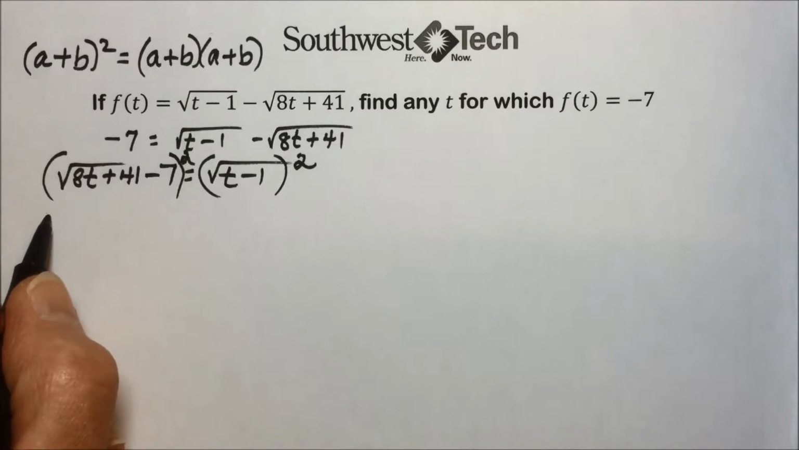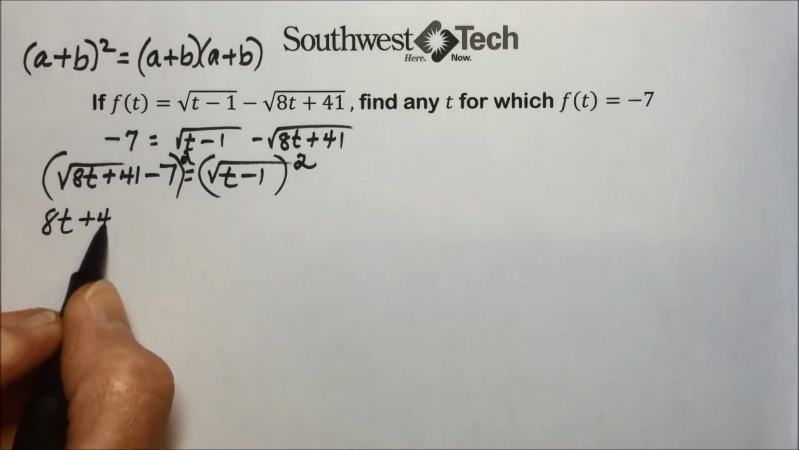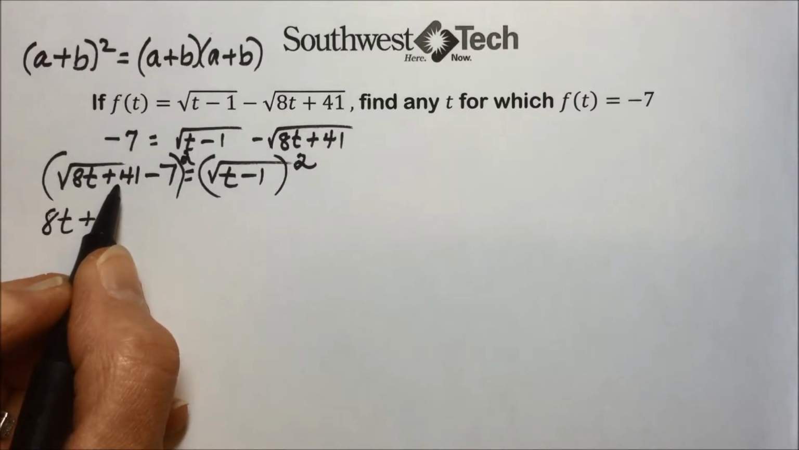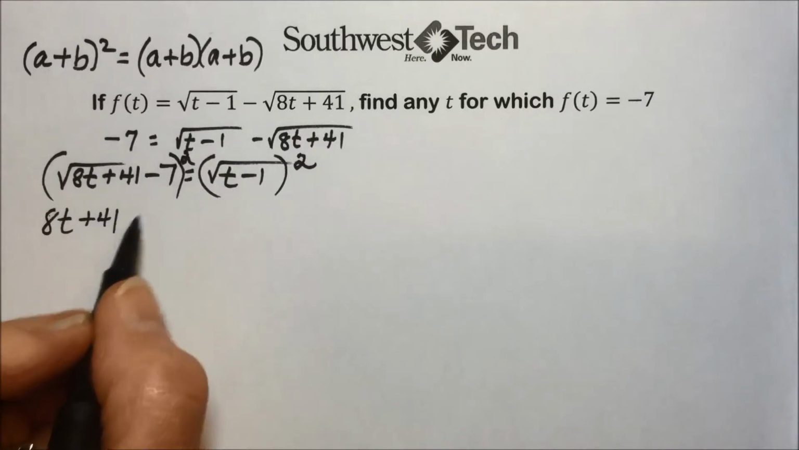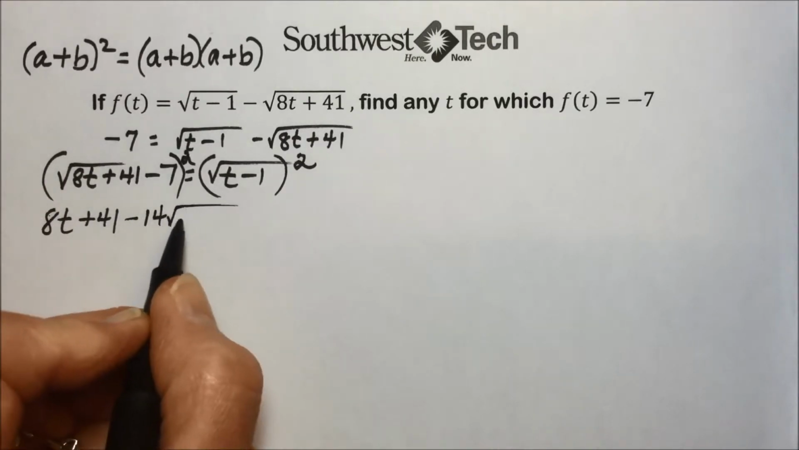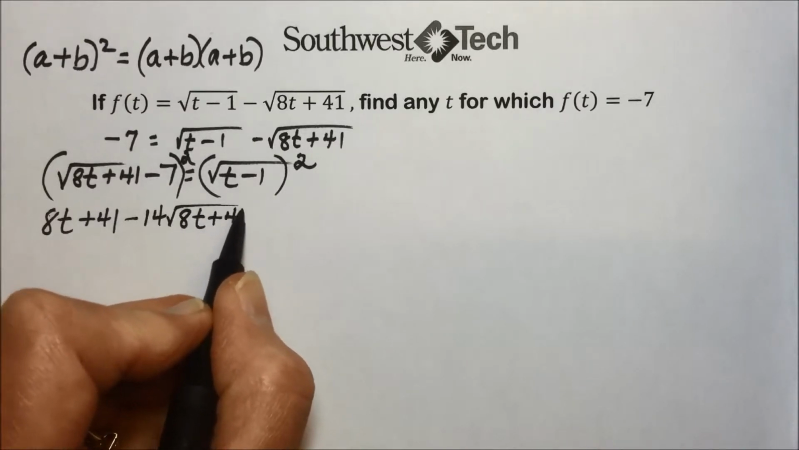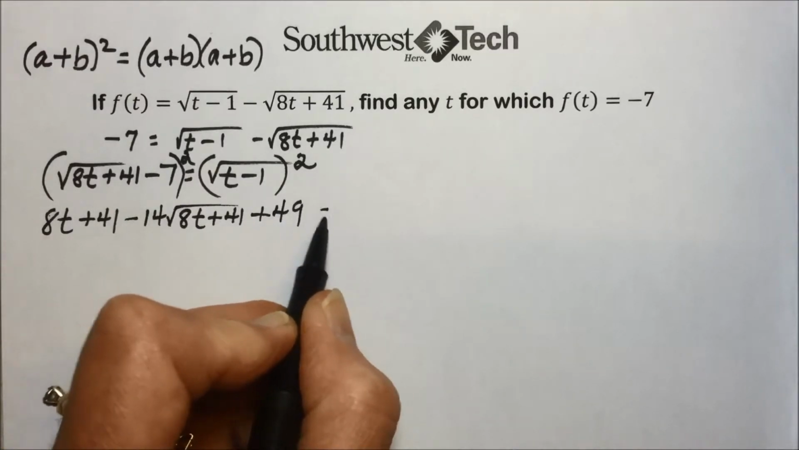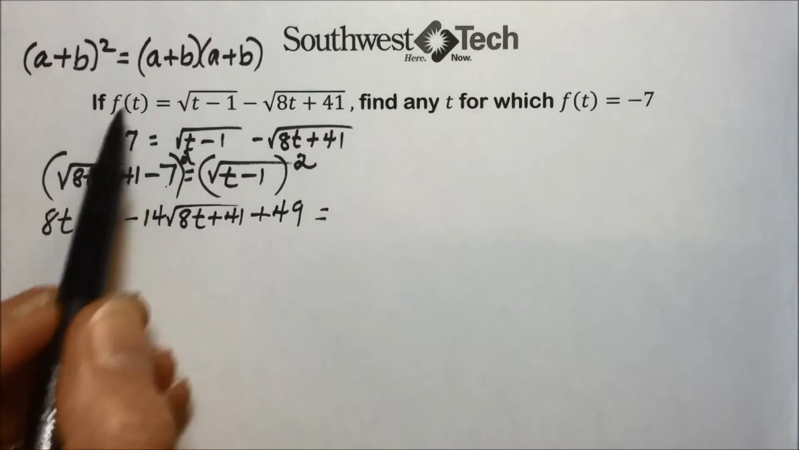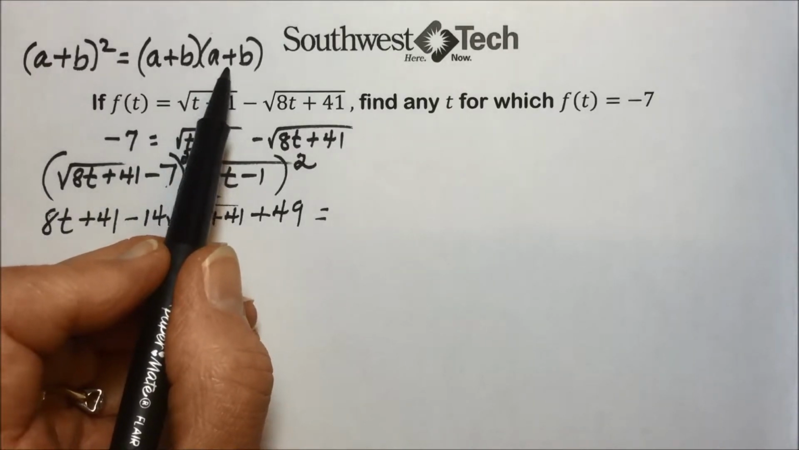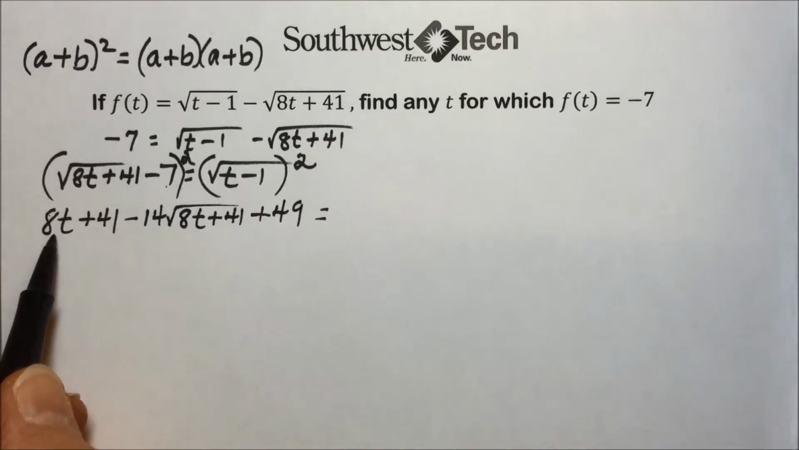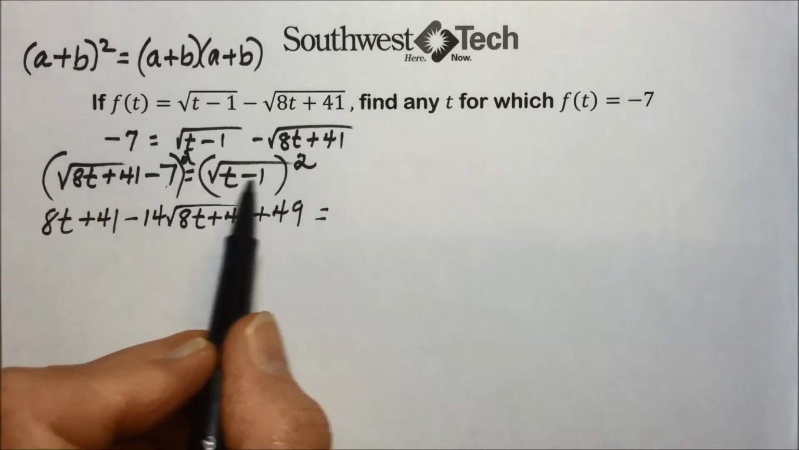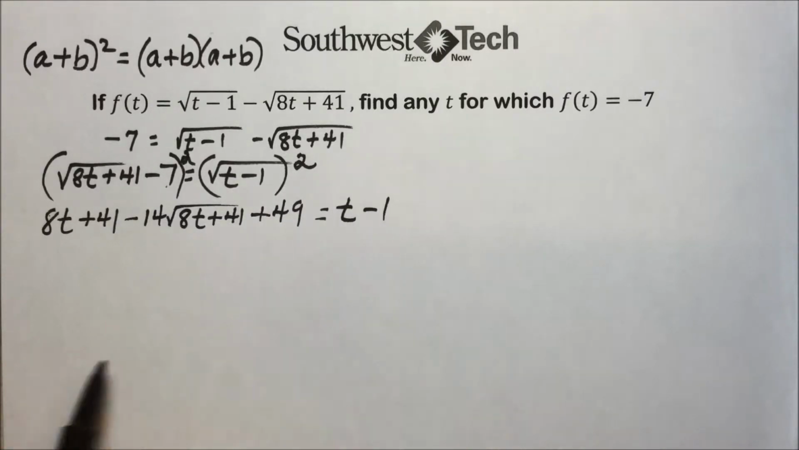Squaring the first term will give us the radicand, 8t plus 41. The middle term will be the result of the product of the first and second times 2. So we'll end up with 2 times negative 7 is negative 14 times the radical 8t plus 41, plus the square of the second term, which is 49. Again, you could write this binomial out in the standard form and use the FOIL method. It should ultimately result in this term here, which is equal to this radical squared. A radical squared is the radicand, the quantity underneath.